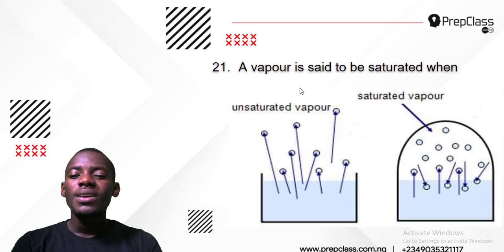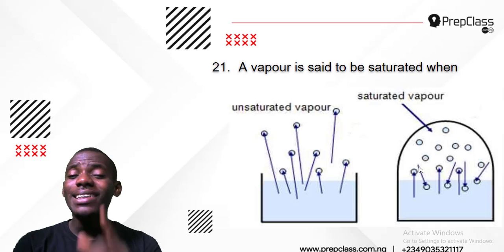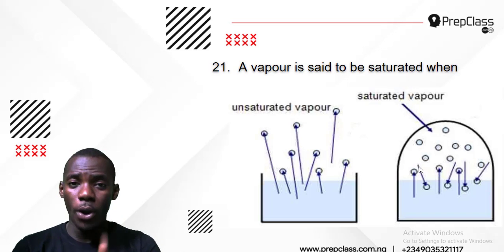Now, if these two things are pots, this pot is open, and it is said to be unsaturated. Why? Because if this is boiling water, the vapor coming from here is escaping to the atmosphere, running away. But if you cover the pot, then the vapor in that pot is saturated, and that is one of the reasons why water boils.